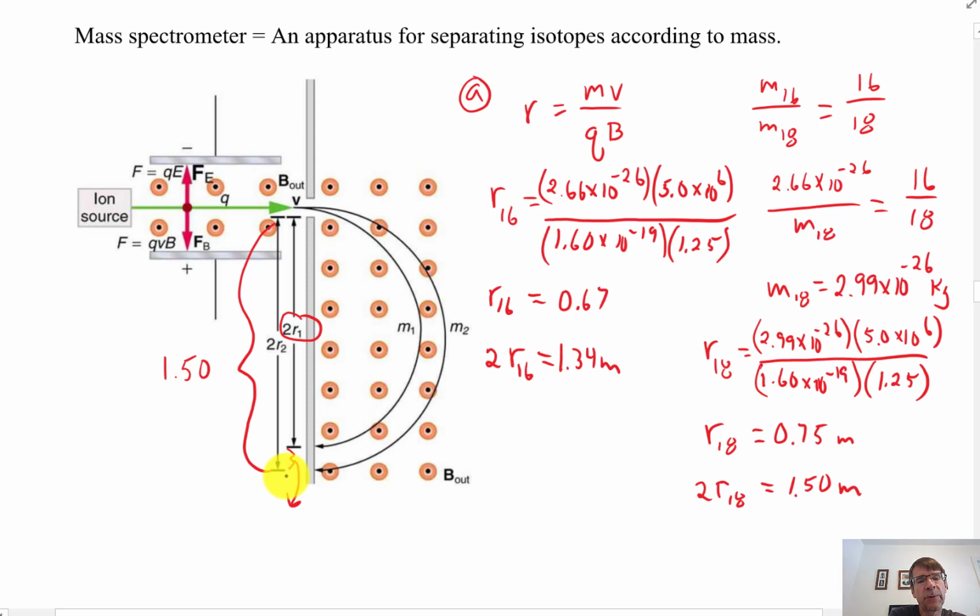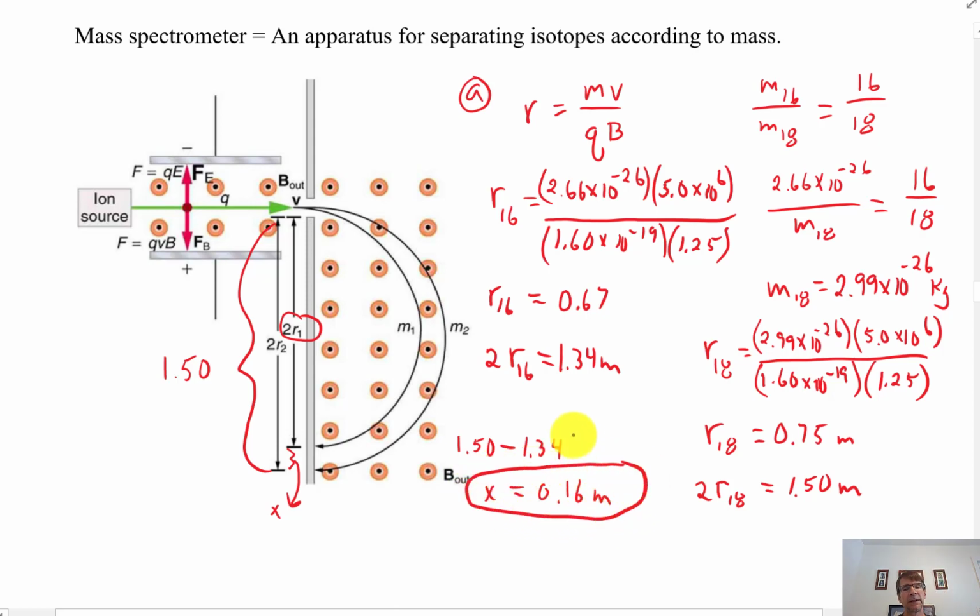Well, that's going to be the big distance, 1.50, minus the shorter diameter, which is the 1.34. So the separation there, we're going to call that x. All right, so x, the separation distance, the answer that we're looking for, is 0.16 meters. That's how far apart the two beams are when they come out or hit the target. If there's a target over here, that little distance there is 16 centimeters, 0.16 meters.